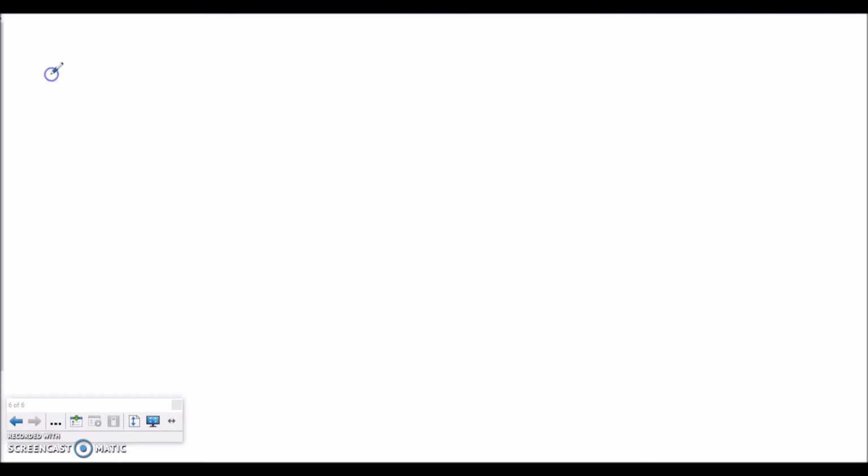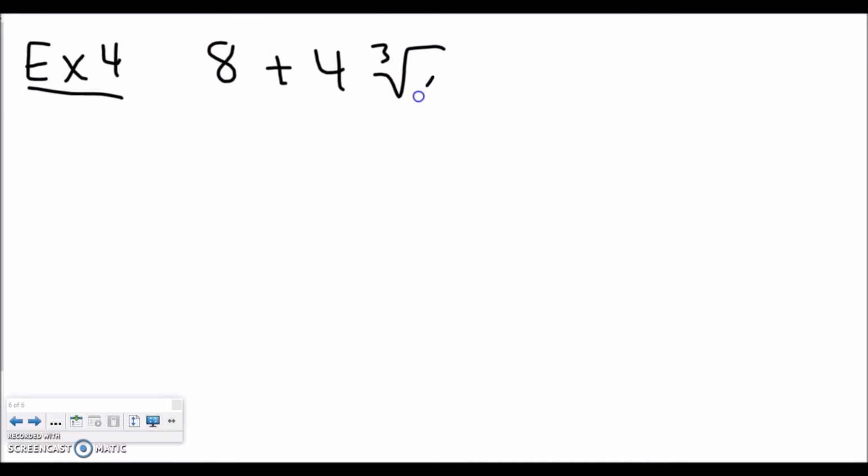Let's try example 4. This time we'll do a cubed root, but a very similar type of problem. 8 plus 4 cube roots of x equals 28.